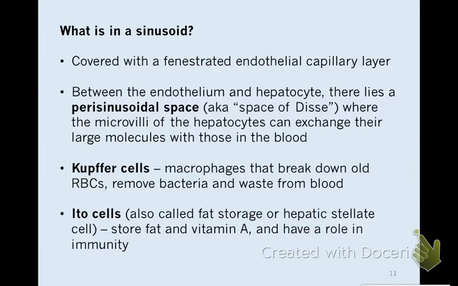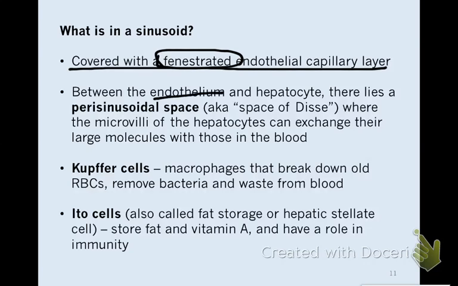So what exactly is in a sinusoid? This is a very important part of all of liver physiology, since this is the primary area in which nutrients are exchanged. It's covered with a fenestrated endothelial capillary wall, which means that it's just an endothelial layer that's fenestrated, meaning very holey, so it's full of holes. Between this endothelium and the actual hepatocyte, there is a perisinusoidal space, also called the space of Disse, where the microvilli of the hepatocytes can exchange their large molecules with those in the blood.